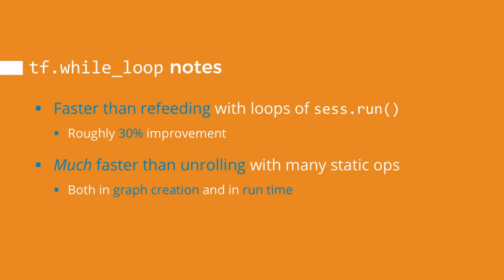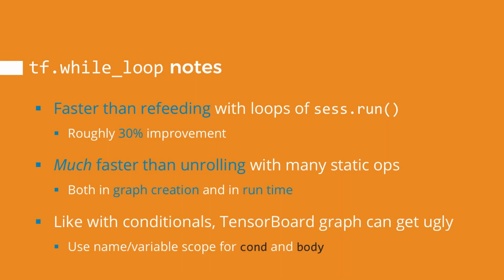It's much faster than unrolling and creating lots of ops instead of just using a while loop. It's going to be faster for graph creation, and it's going to be faster when running. And then, again, like with conditionals, the TensorFlow graph can get ugly, so it's important that you use name and variable scopes for your condition and body.